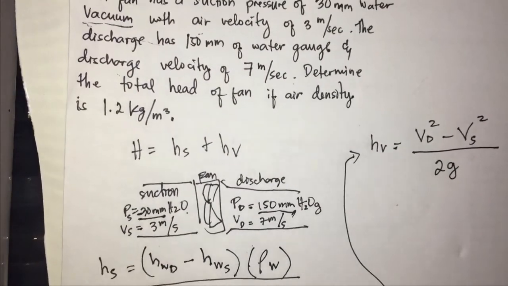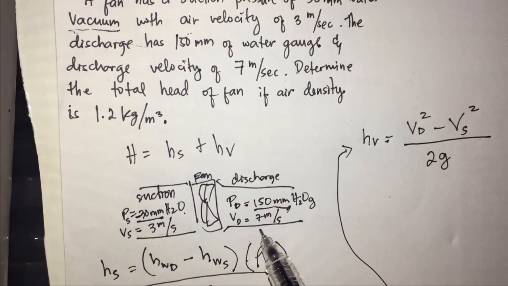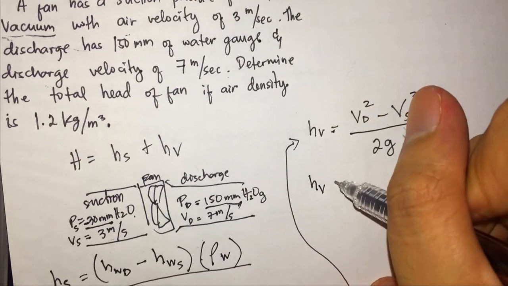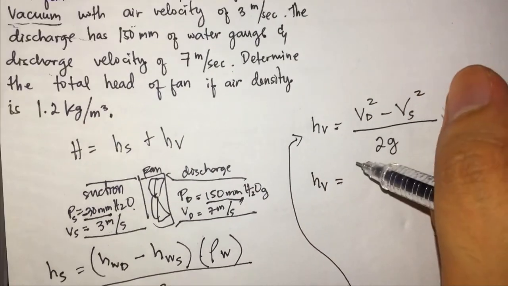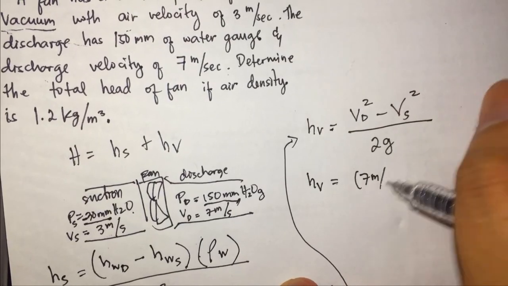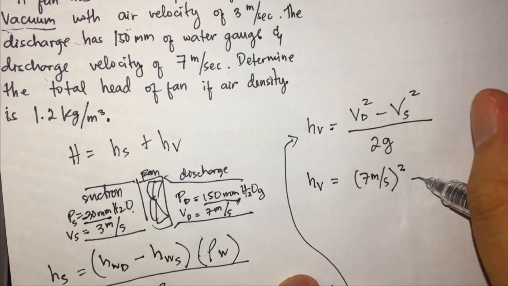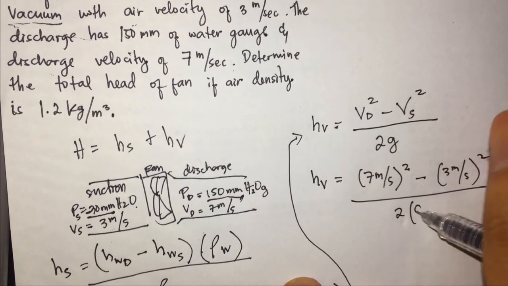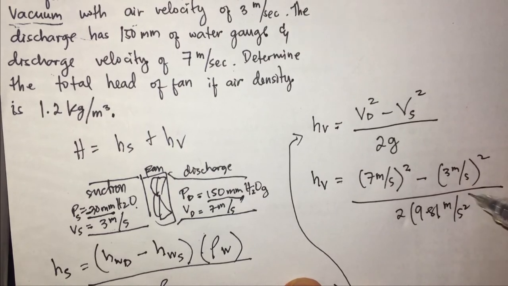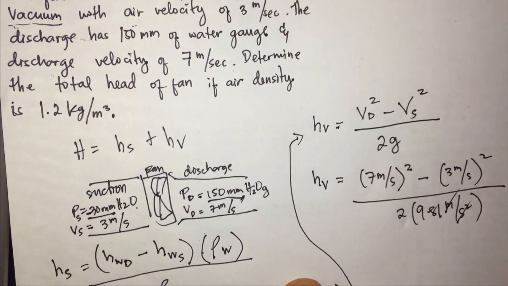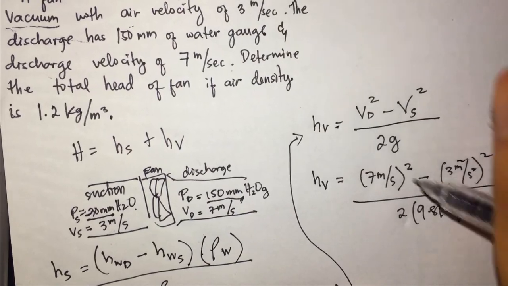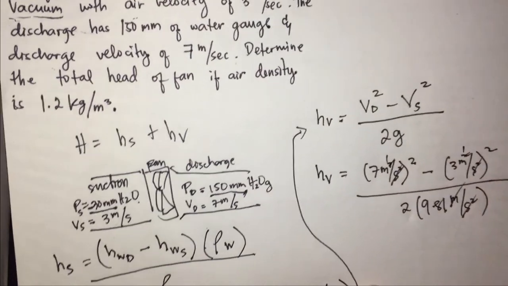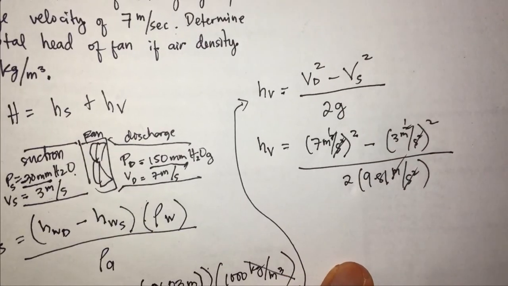This time, example na to, given na si velocity, so hindi na natin kailangan hanapin pa si velocity. So, direct substitution na lang. So, velocity discharge is 7 meter per second squared. Velocity suction, 3 meter per second squared over 2 times 9.81 meter per second squared. So, cancel si second squared yan. Cancel si meter. Matitira lang dito ay isang meter. Diba? Which is the unit of head.